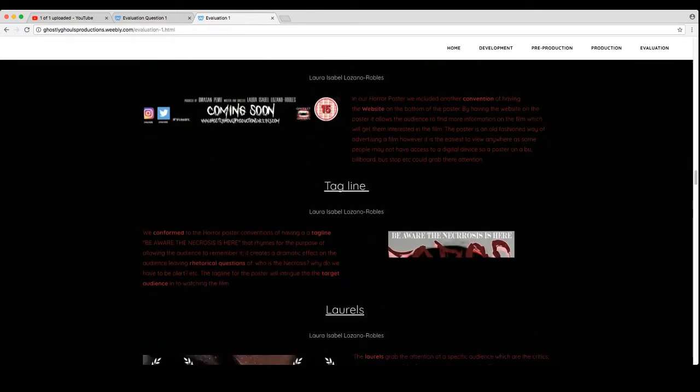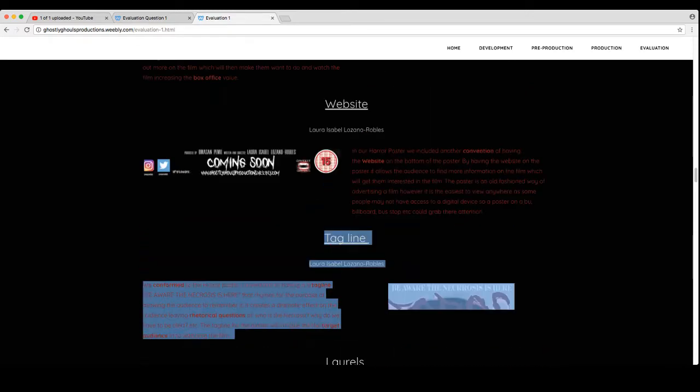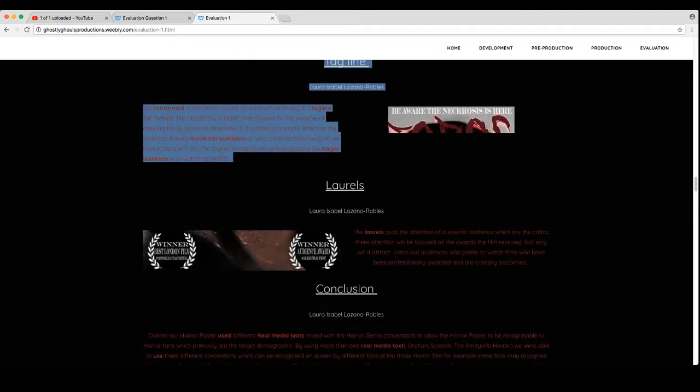Yep. Tagline. Yeah, again, you'd want a side by side on these ones here as well, just to show that you can show it on another poster. That's the sort of thing they do. We're not just doing it for the sake of it.